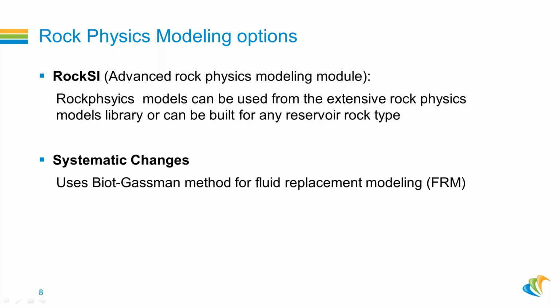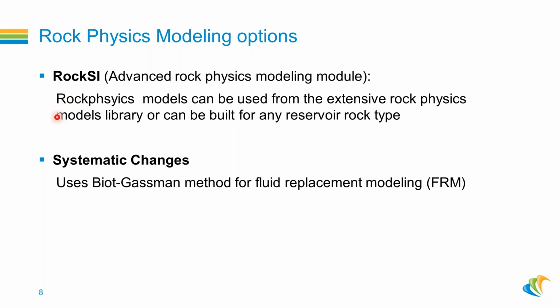So how to model this? We can use rock physics modeling, and the rock physics modeling options are available in Hampson-Russell or in GeoSoftware. They are RockSI, which is an advanced rock physics modeling tool. Rock physics models can be used from the extensive rock physics models library within RockSI, or we can edit our own rock physics model, which is appropriate for our field. And we can use this rock physics to estimate what will happen if the saturation changes, pressure changes, temperature changes in the reservoir. I'm not going to talk about the RockSI today.